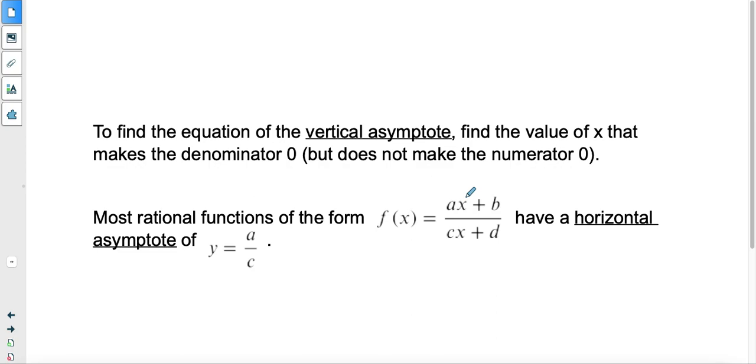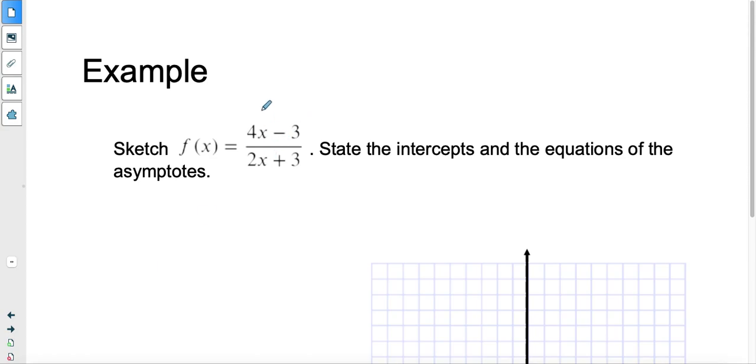Okay, let's take a look at an example of this. Say I wanted to sketch the function f of x is equal to 4x minus 3 divided by 2x plus 3. Well, we can start by finding the equations of the asymptotes. Now, remember, to find the equation of the vertical asymptote, I can find what value of x will make my denominator here, 2x plus 3, equal to 0.